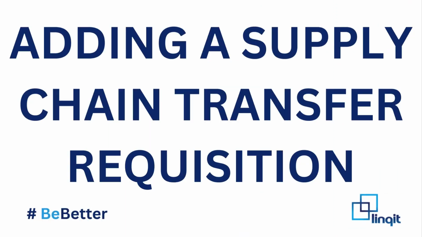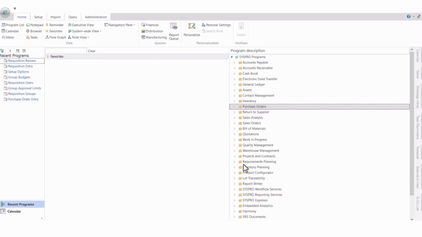Supply chain transfer provides a method of reserving stock for transfer. Instead of transferring the stock out immediately, they do not require the capture of customer details either. Supply chain transfers allow stock to be replenished across multiple warehouses as well as managing back orders for stock to be transferred. Now we're going to add a supply chain transfer requisition.